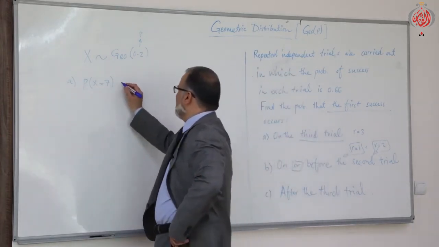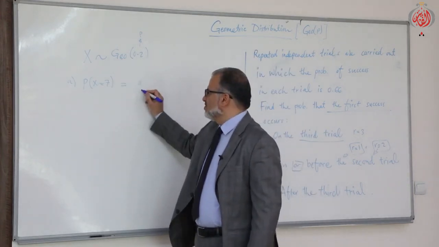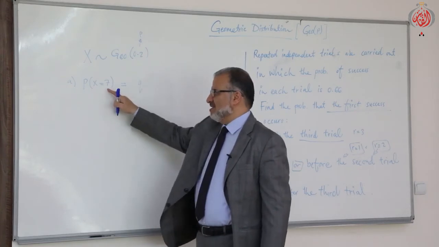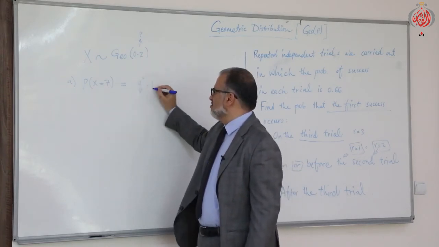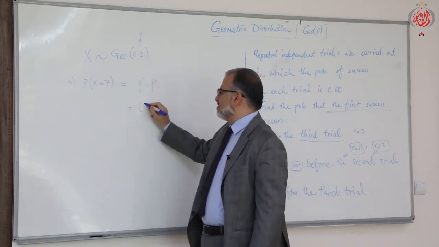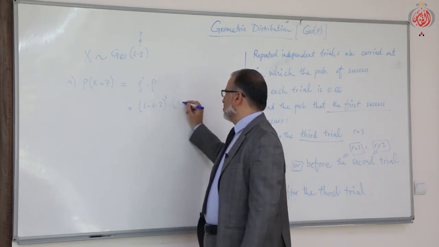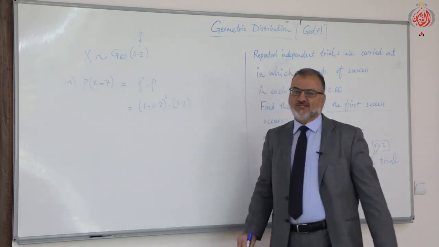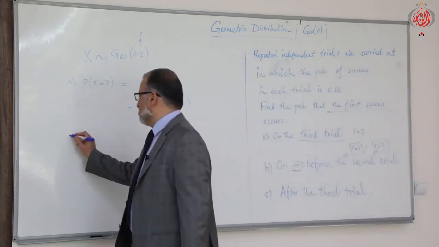So how do we do that? It is q to the power of r minus 1, which here is x, so 7 minus 1, which is 6, times p. What is q? 1 minus 0.2, times 0.2. You will get the answer. Okay, this is A. What about B?